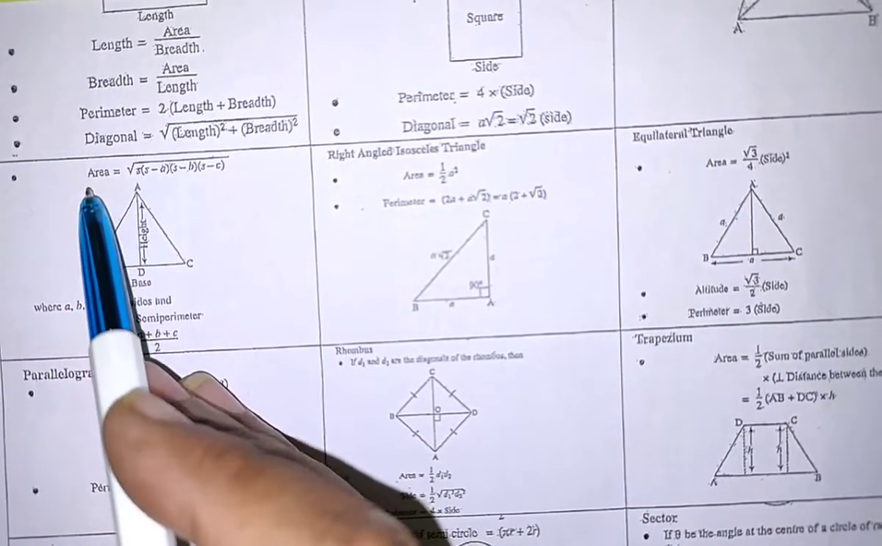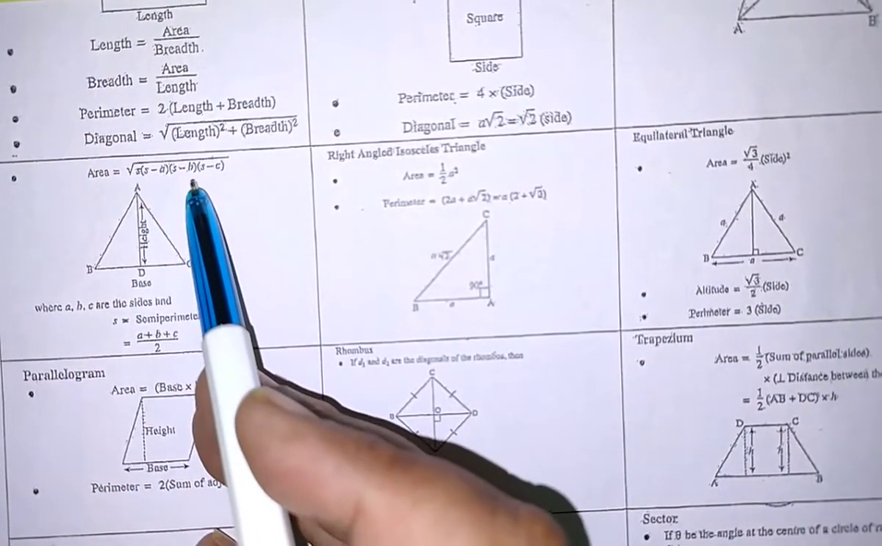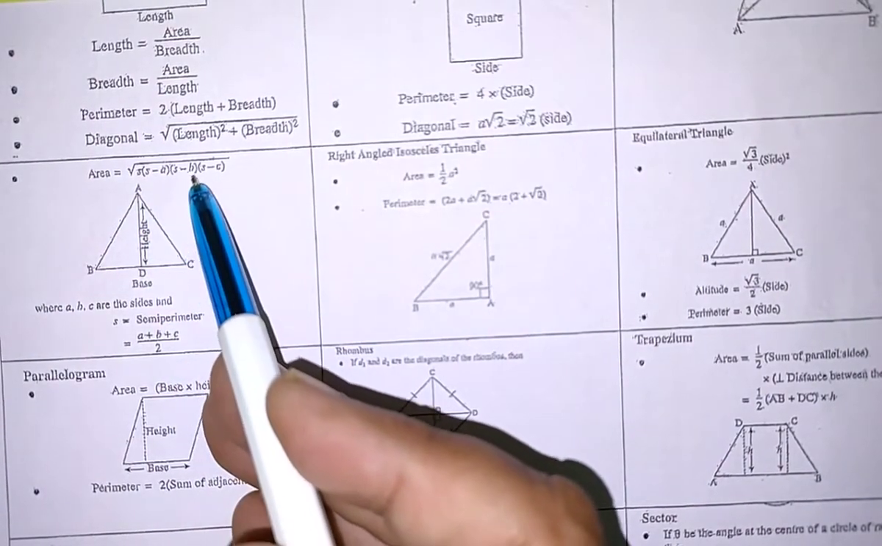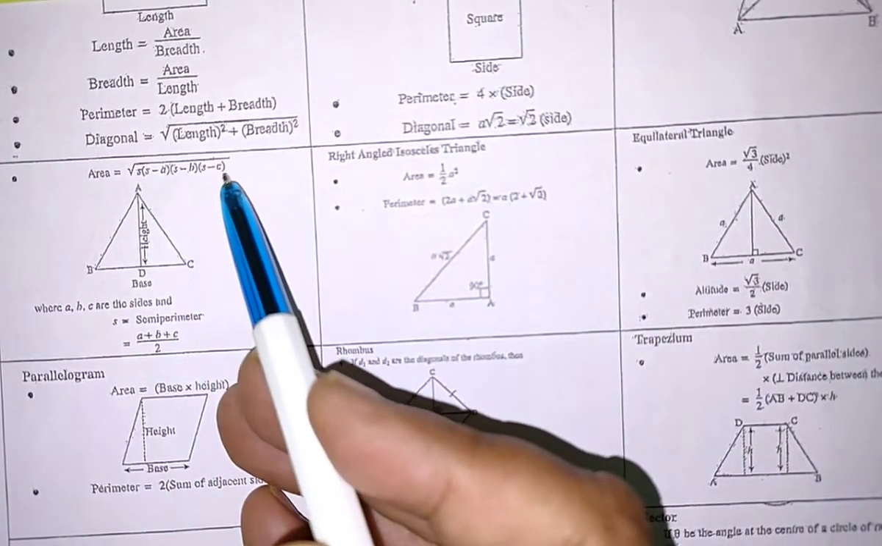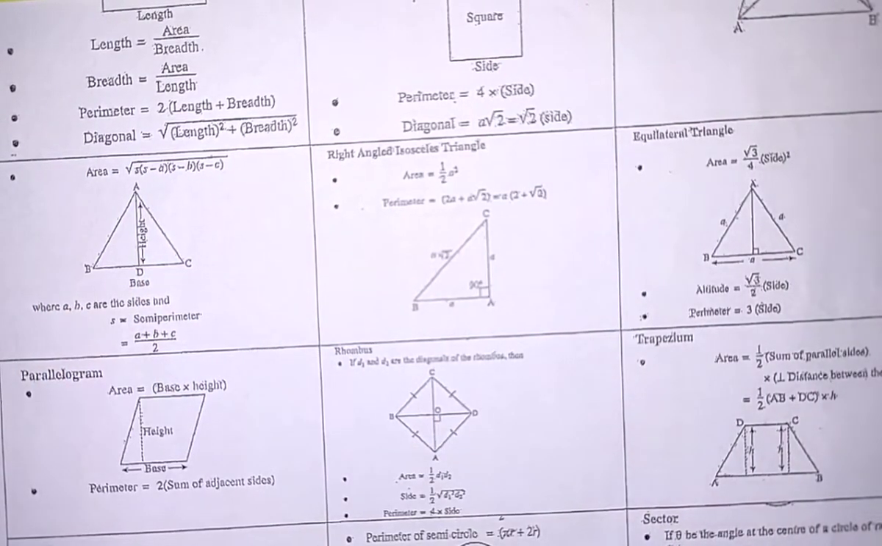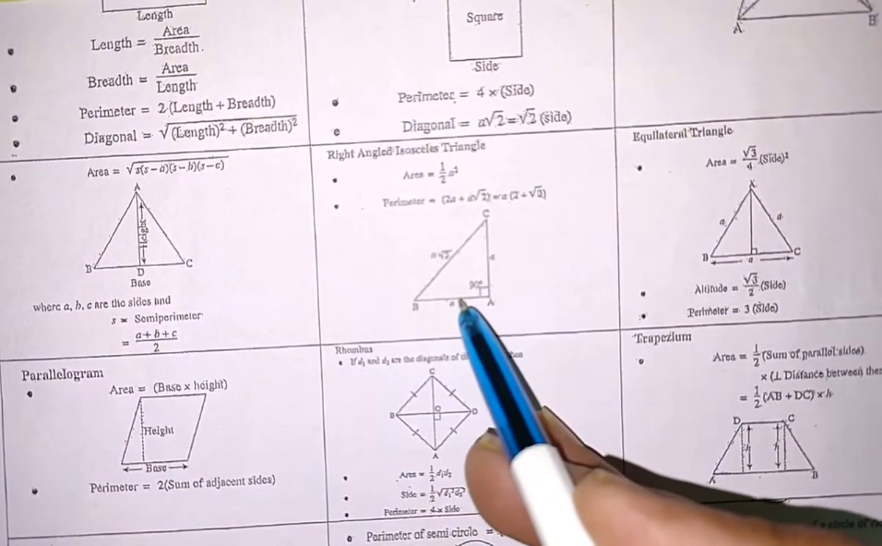For a scalene triangle, area is equal to the square root of s into s minus a into s minus b into s minus c. Semi-perimeter minus one side, semi-perimeter minus other side, into semi-perimeter, under root. That will give you the area of a scalene triangle. For a right angle triangle, it is half into base into height.